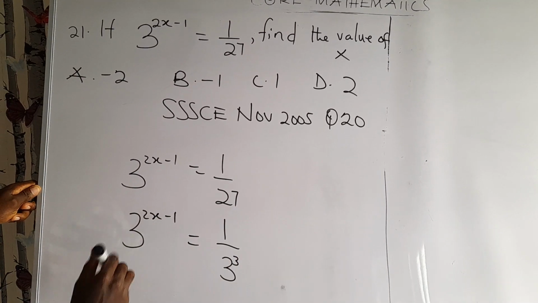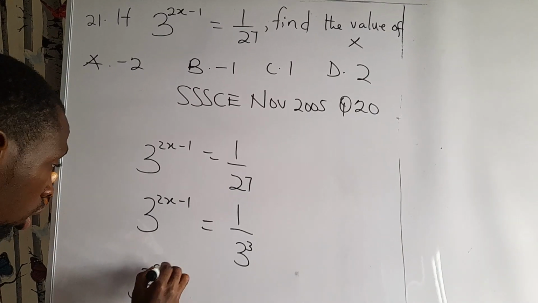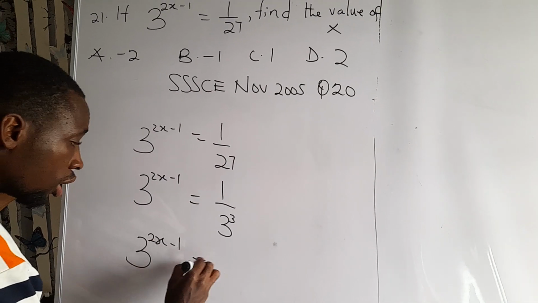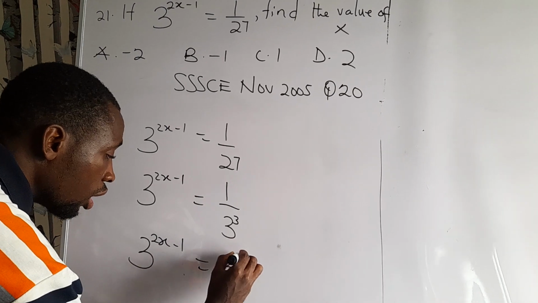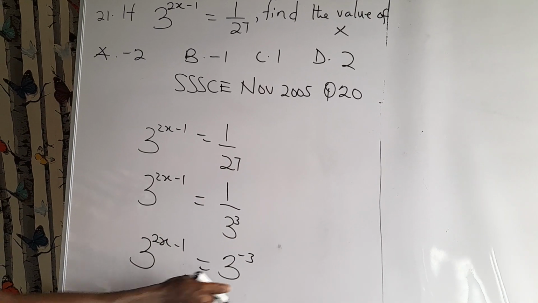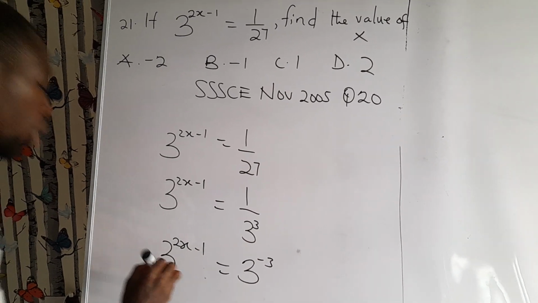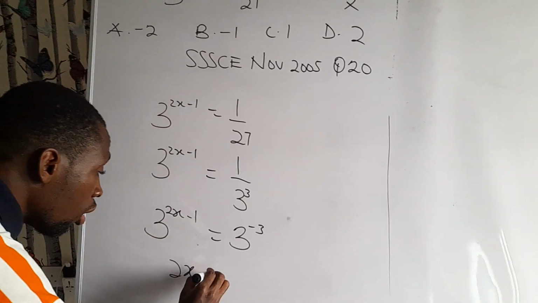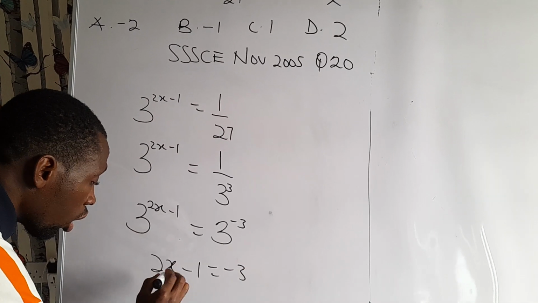So we can rewrite this as 3 exponent negative 3. So now the bases are the same. We can equate the exponents. So our 2x minus 1 will be equal to negative 3.